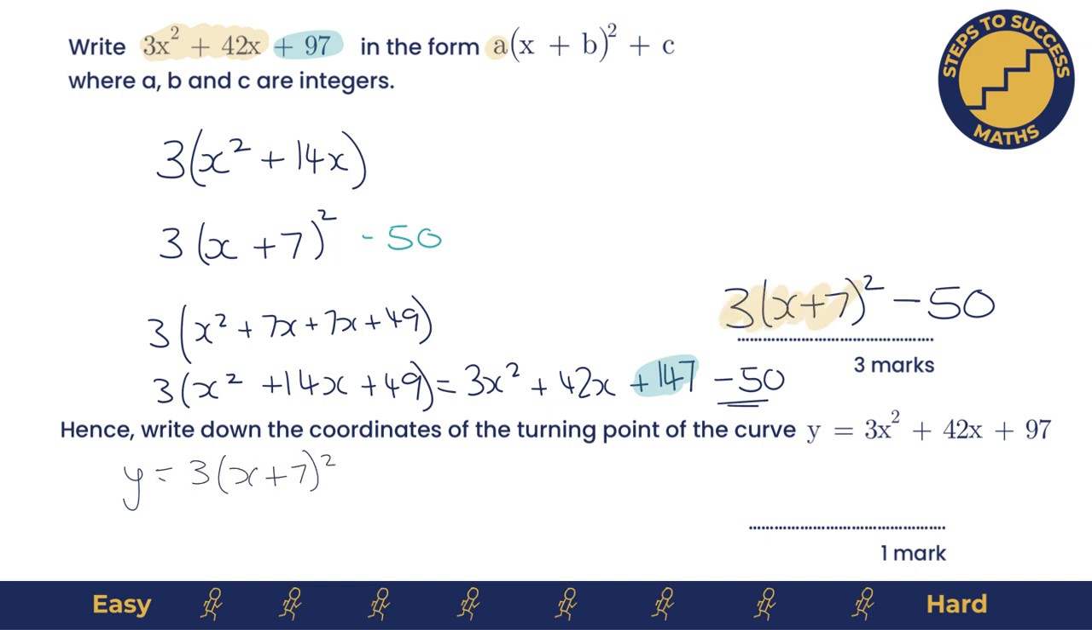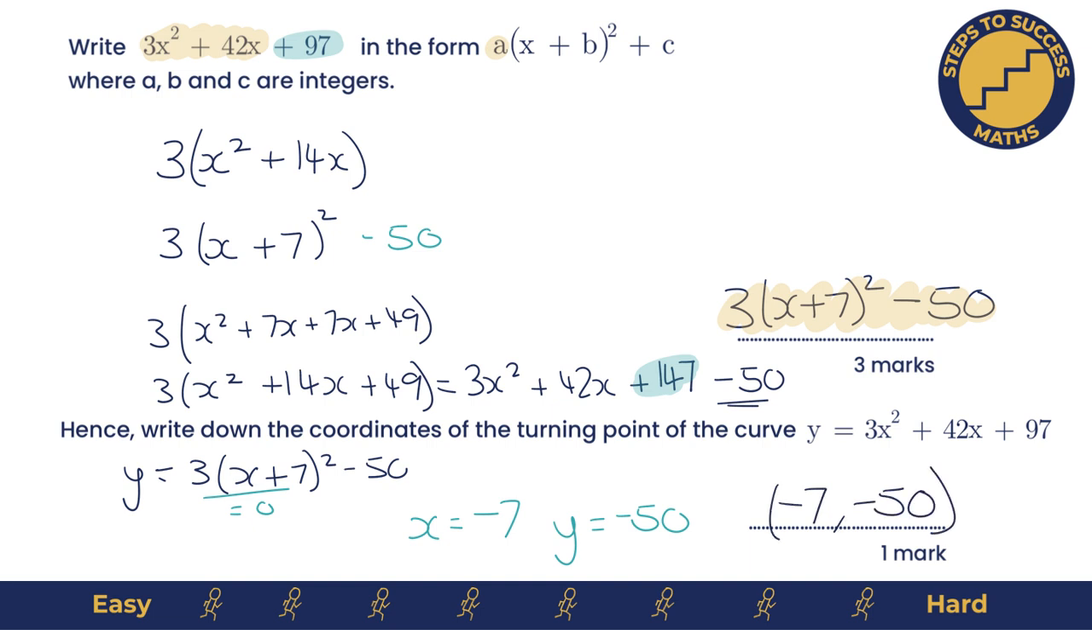So when does this first bit, 3 bracket x plus 7 squared, equal 0? Well, when x is negative 7. And then we've got the y coordinate is negative 50. So the coordinate is negative 7, comma, negative 50.